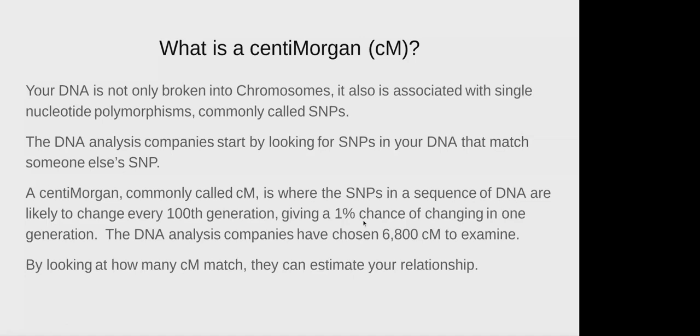So let's go back. You and I share the same grandparents. The probability my SNP has changed that I inherited from my grandfather is 2% chance of changing. 98% chance it's still the same. You inherited the same SNPs, same thing. So they can estimate a relationship by saying, boy, if you match a lot of those, particularly a lot in the same sequence, that's a pretty good chance you've got a relationship.